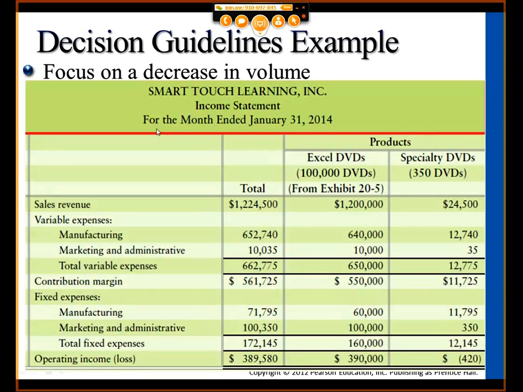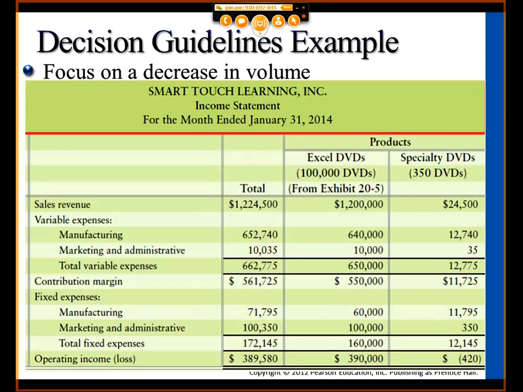So relevant data, if we are within that period, so this is the income statement for the month ended January, for the period ended January 31st, 2014. So we'll consider it a relevant decision. Now what we're going to consider here is a decrease in volume. So this is a little bit different. We've done an increase, now we're doing a decrease. And this is our special order. So what do we have here?